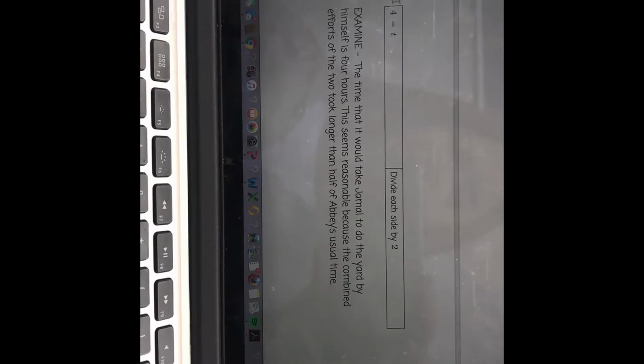So after we figure out that 4 equals t, we can now go back up here and examine that the time it would take Jamal to do the yard by himself is 4 hours. This seems reasonable because the combined efforts of the two took longer than half of Abby's usual time. And that is the full word problem. It wasn't that hard, it's just a little bit more tricky to figure out when you're not given the equation by itself, but it's okay because we worked it out together.